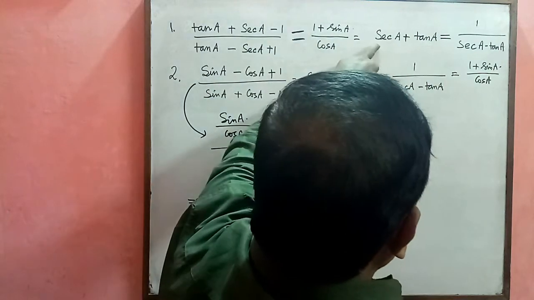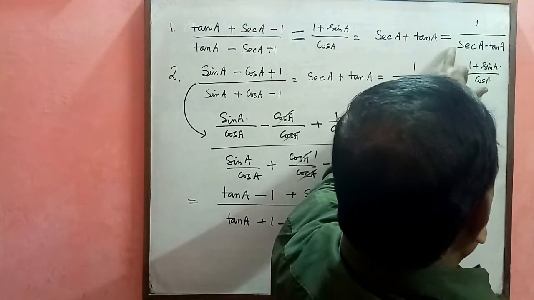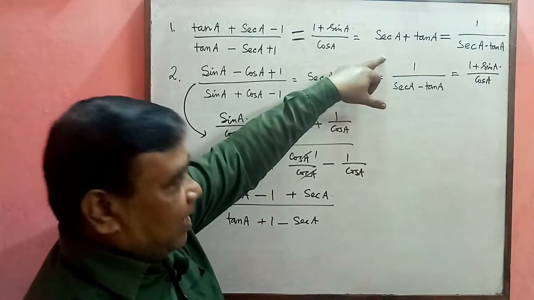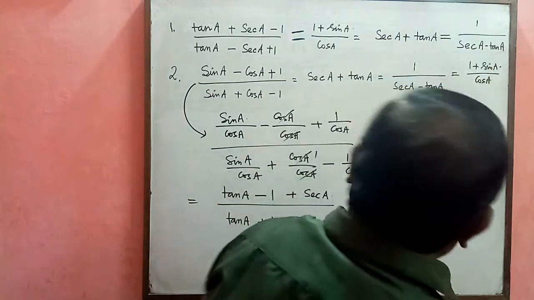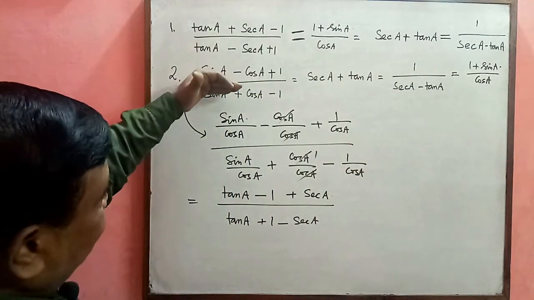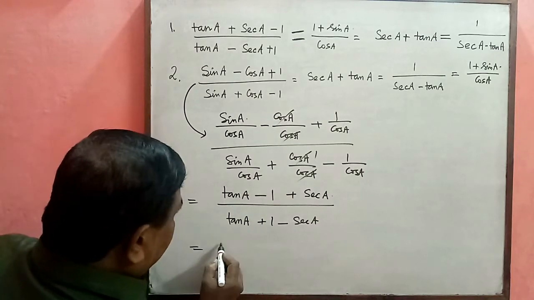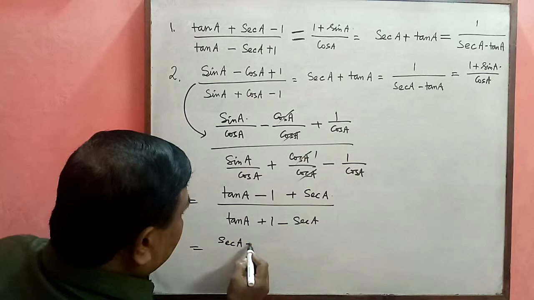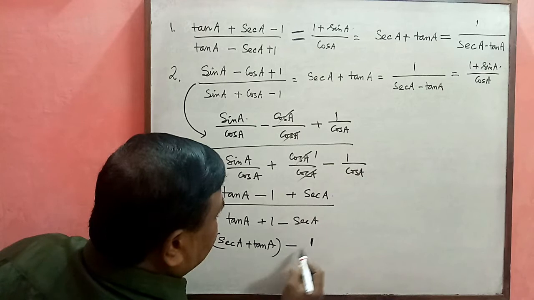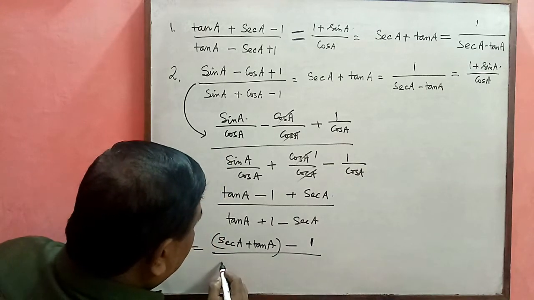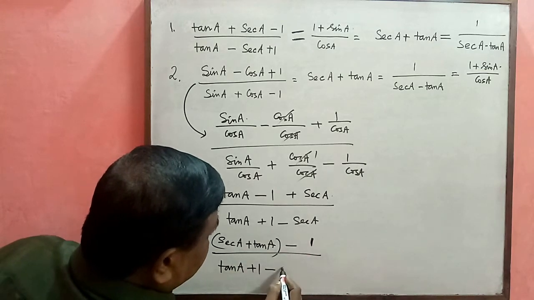Exactly, I told you sec A plus tan A is 1 upon sec A minus tan A. If we rationalize this by sec A minus tan A upon sec A minus tan A, this will be sec square minus tan square, which is 1, and this is sec A minus tan A. So we have to first convert this into this. Then proceed: sec A plus tan A, put a bracket, minus 1. You don't change anything of the denominator.